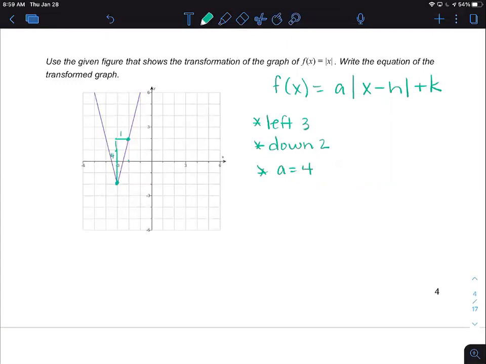So I'm going to plug in what we know. F of x equals 4 times the absolute value of x. So remember, when we go left 3, we're always thinking backwards. So this is going to be plus 3. And then down 2, so we're going to subtract 2.